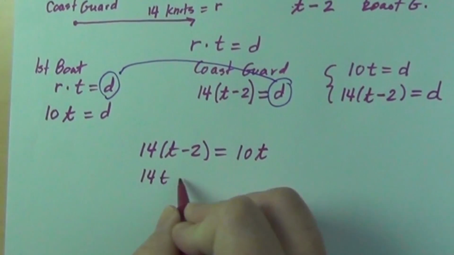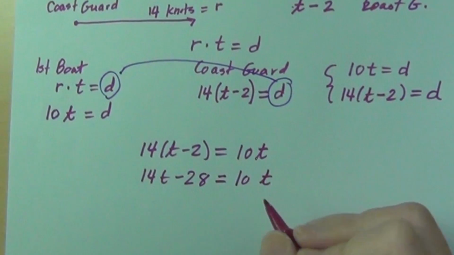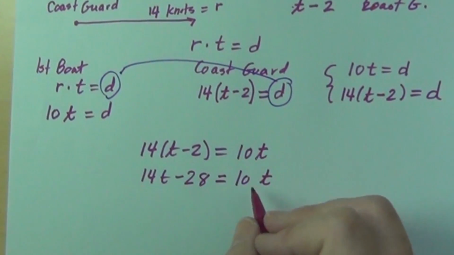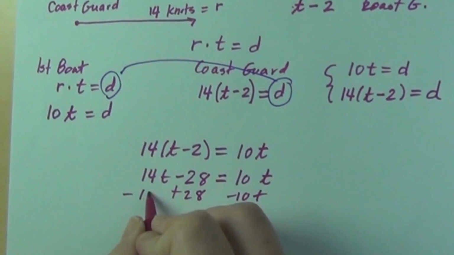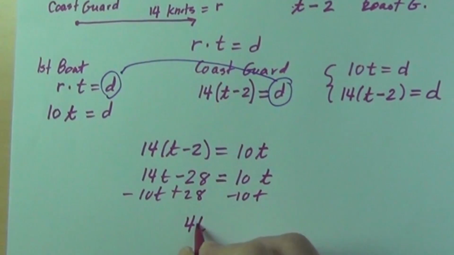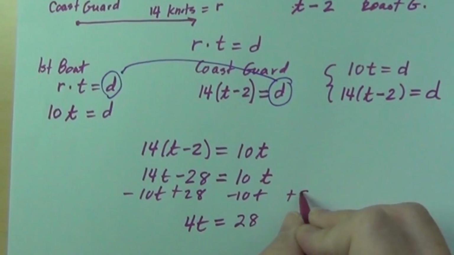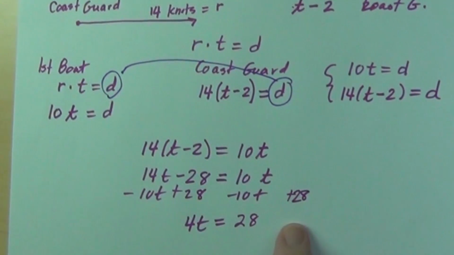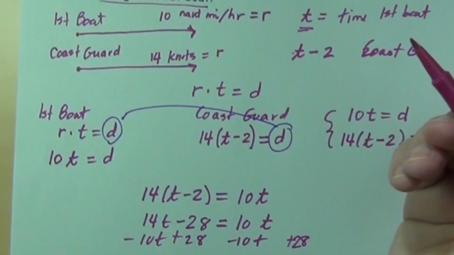We solve this, and we multiply this through. First we get 14t minus 28 equals 10t. And then I'll add 28 on both sides and subtract the 10t on both sides, all at once. I'll have a 4t on the left, and this added to the other side will give us 28. I had to add it over here also. And so 4t equals 28, so we divide both sides by 4, and t will equal 7. t is the time, so 7 hours is the time traveled by the first boat.